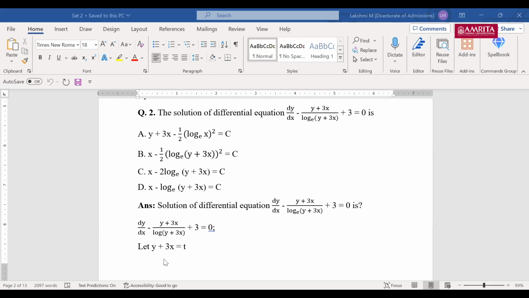So from this text itself, you understood what you need to put. You're going to substitute for y plus 3x. I think somebody has typed the answer. Yes, Pooja, I'll inform you those details. I think A is an answer: (y plus 3x) minus 1 by 2 log e x whole square is equal to C. And yes, I think there is C also: x minus 2 log e (y plus 3x) is equal to C. Okay, let's see. There are two votes now, one for A and the other one for C.